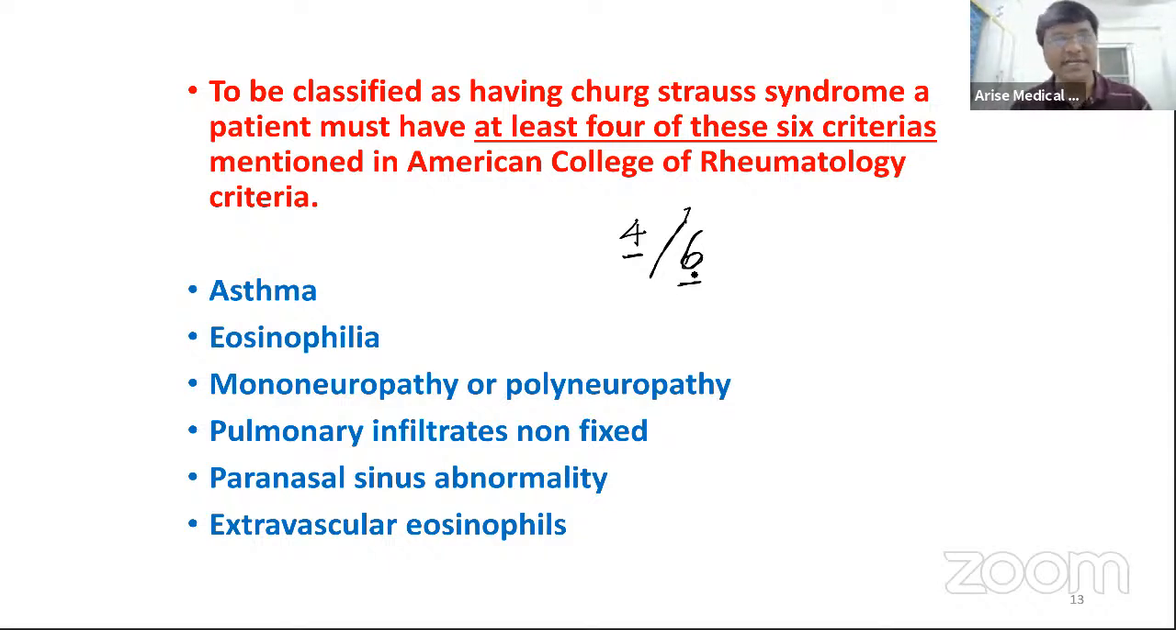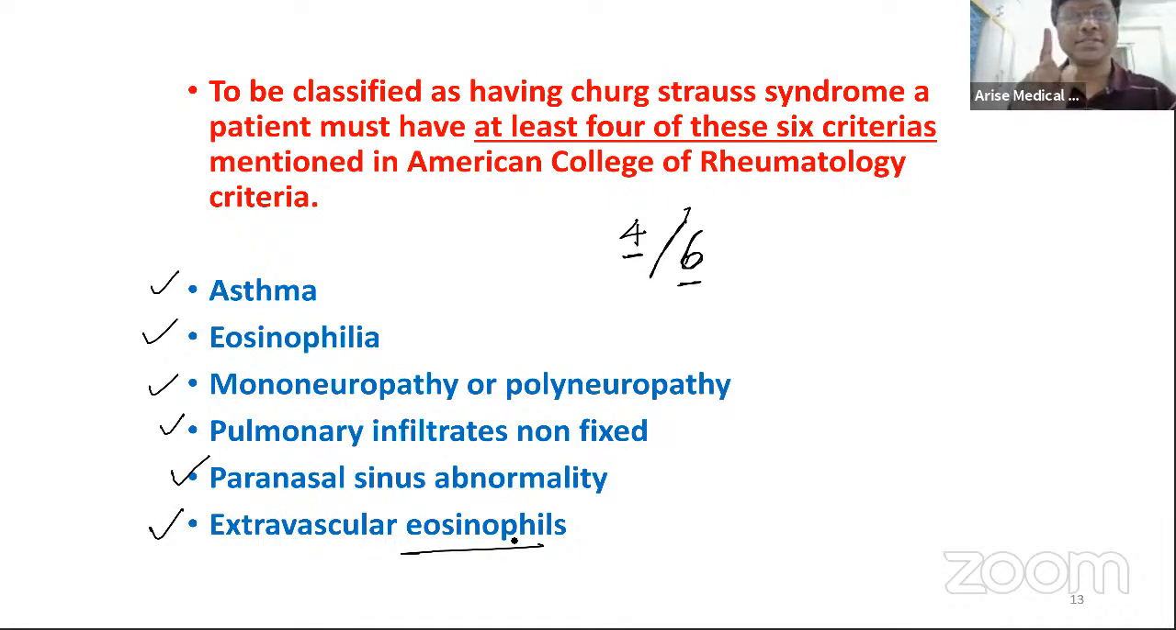Now, what are those 6 criteria of Churg-Strauss syndrome according to the American College of Rheumatology? That includes asthma, eosinophilia, mononeuropathy or polyneuropathy. Whereas in polyarteritis nodosa, it is mainly mononeuritis multiplex, peripheral neuropathy will be there. Pulmonary infiltrates. And in polyarteritis nodosa, pulmonary infiltrates will never be there. Lung involvement is not at all there in polyarteritis nodosa. Next, paranasal sinus abnormality and extravascular eosinophils.